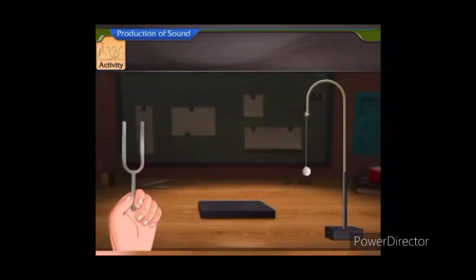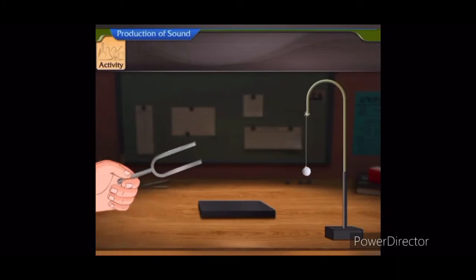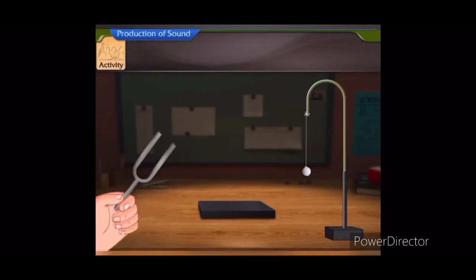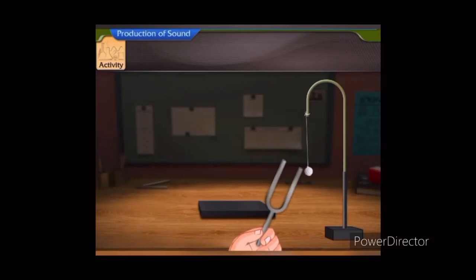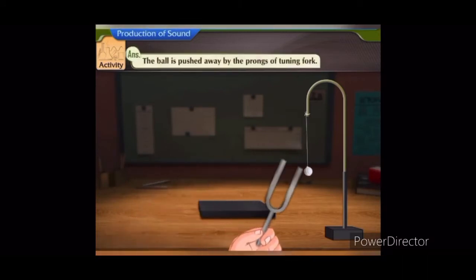Now, take a pith ball and suspend it by a thread from a rigid support. Strike the tuning fork against a rubber pad and gently touch its prongs to the suspended ball. What do you observe? You observe that the ball is pushed away by the prongs of tuning fork.